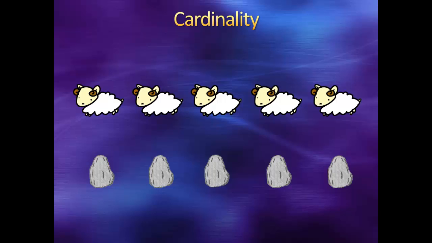This might look familiar from when we talked about functions a few lectures ago. What the shepherd has done in this case is he has established a bijection between stones and sheep. Remember that we said that when we've got a bijection between 2 sets, we've shown that those 2 sets have the same cardinality.